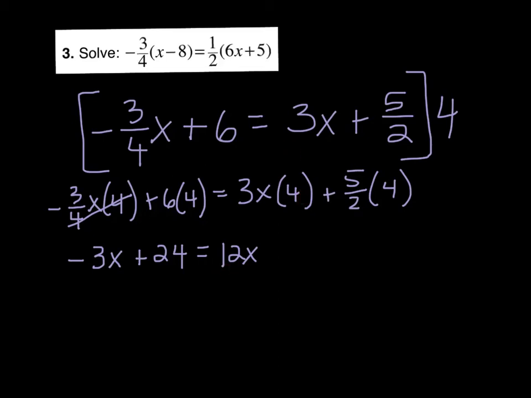And finally, 5 halves of 4. Well, 1 half of 4 would be 2, so 5 halves of 4 would be 10. Continuing, I'm going to add 3x to each side, because that is the smaller value of our variable.